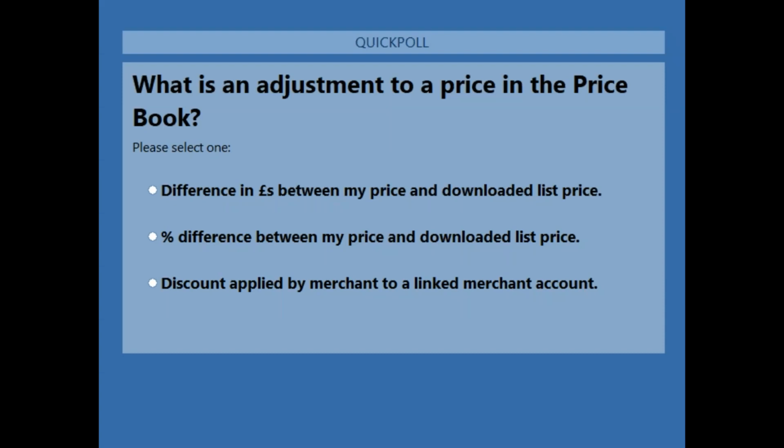Oh, a few people hanging back from answering this time around. Oh, there we go. Everyone who's answered has answered correctly. So yeah, it's the middle one. It's a percentage difference between my price and the downloaded list price. And you'll remember that if you do a price download, your list prices will be updated regularly. But if you've applied that adjustment percentage, then your purchase price that is used for your estimates will always be that percentage above or below the list price as you set it up to be.